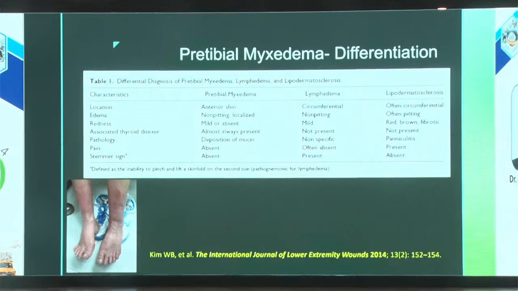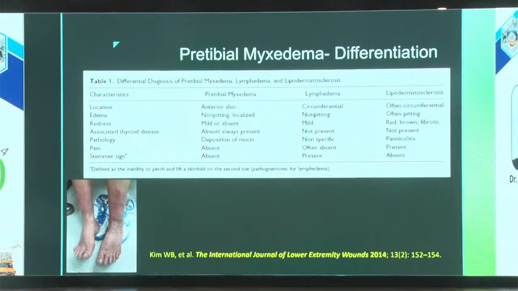Obviously, it comes with a differential diagnosis. That's not the only reason you have non-pitting edema. You can also have some other form of skin edema like lymphedema or lipodermatosclerosis. But fortunately, we can easily differentiate between them. So far as the location is concerned, pretibial myxedema occurs mostly on the shins or the lower extremity. The edema is mostly non-pitting, while in lipodermatosclerosis it is pitting. Redness is mild or sometimes even absent, whereas it is much more present in lymphedema or lipodermatosclerosis.